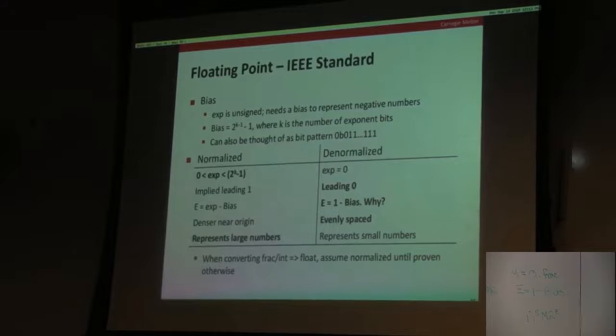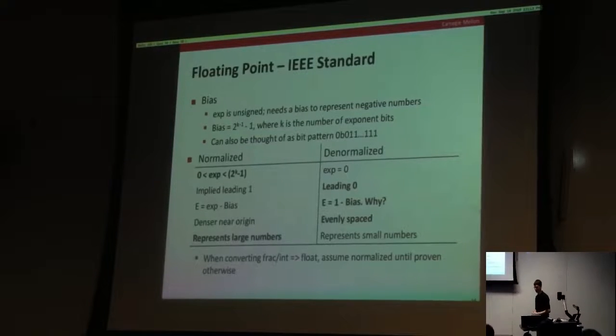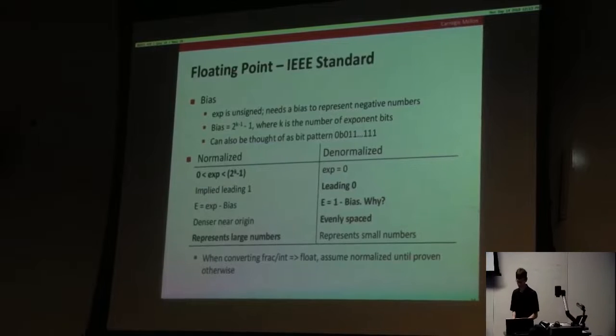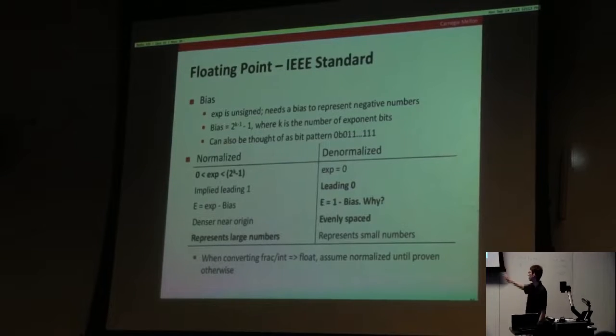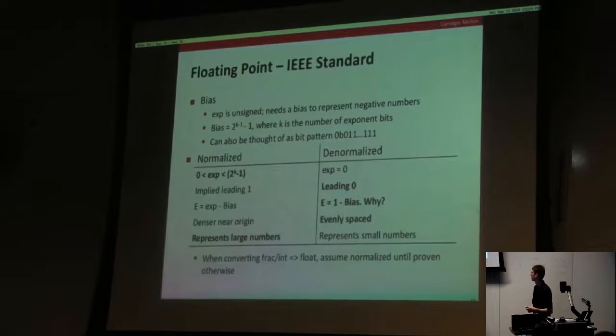So yeah, the normalized numbers are large numbers, large in either extreme, numbers of large magnitude, and the denormalized numbers are the ones close to 0. Whenever you're doing conversions between ints and floats, assume it's going to be a normalized number until you have reason to believe it's not, because most of them are. There's more normalized than denormalized.